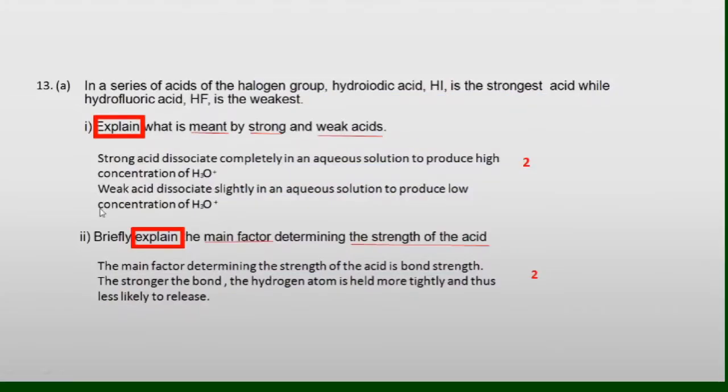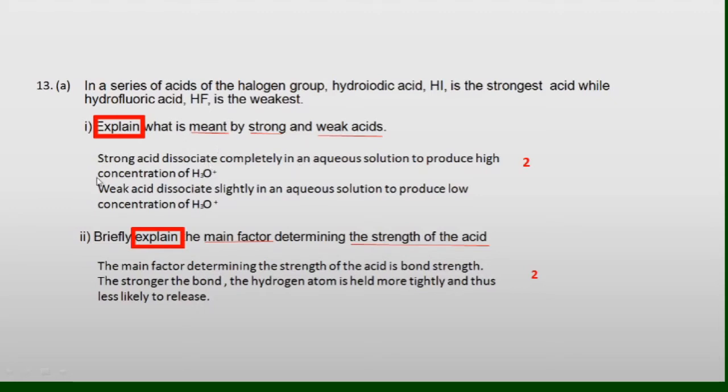So for question 13, A. In a series of acids of the halogen group, hydroiodic acid HI is the strongest acid, while hydrofluoric acid HF is the weakest. So for the first question, explain what is meant by strong and weak acid. The keyword here is explain. So we need to explain the definition of the strong and weak acid.